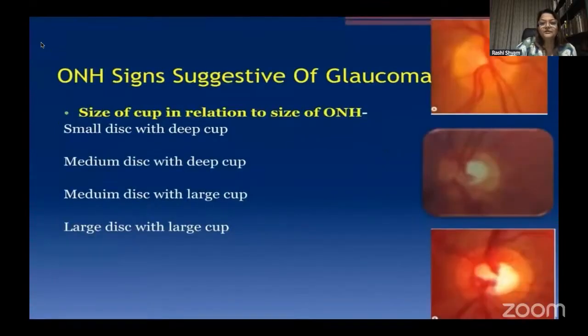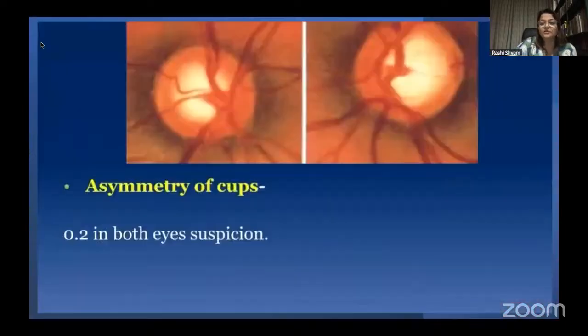So there are certain signs which are suggestive of a glaucomatous optic nerve head. First of all, we have to see the cup size in relation to the total disc size. So we may have a small disc with a deep cup, a medium disc with a deep cup, a medium disc with a large cup, and then a large disc with a large cup. Now, which one of these is actually just a normal variation of the cup or a glaucomatous cup?